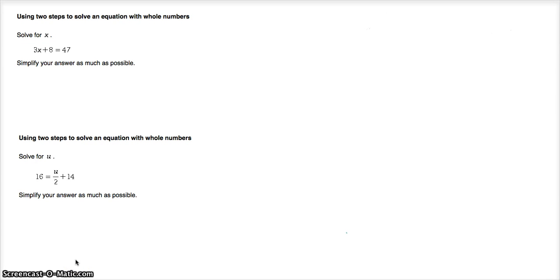In this video, we're going to apply two steps to solve an equation with whole numbers. So our goal for these problems is going to be called isolating the variable. Isolate means to get it by itself, or what we're going to do is solve for the variable. So we're going to isolate the variable.